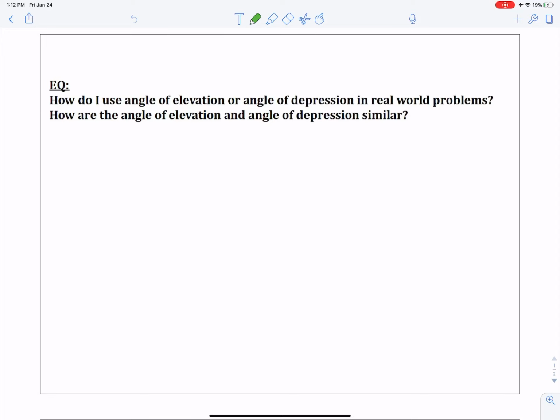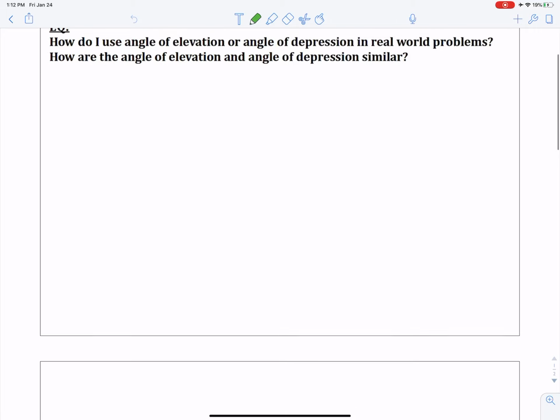Okay, today's video is over angles of elevation and angle of depression. So we have two EQs. How do you use angle of elevation and depression in real world problems? And how are they similar?